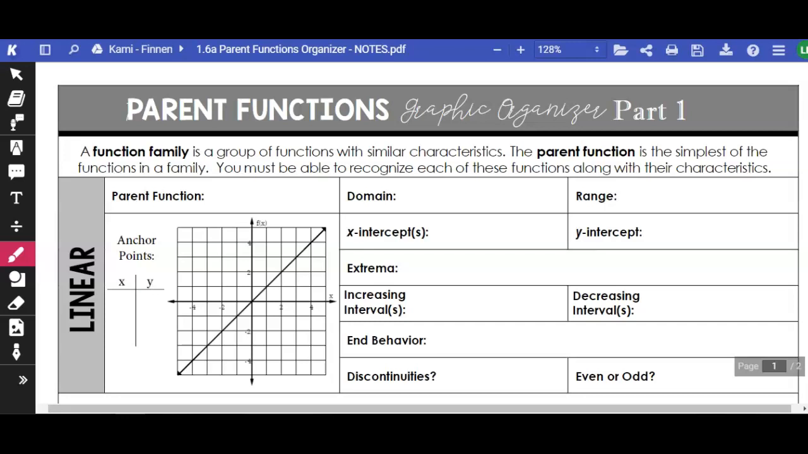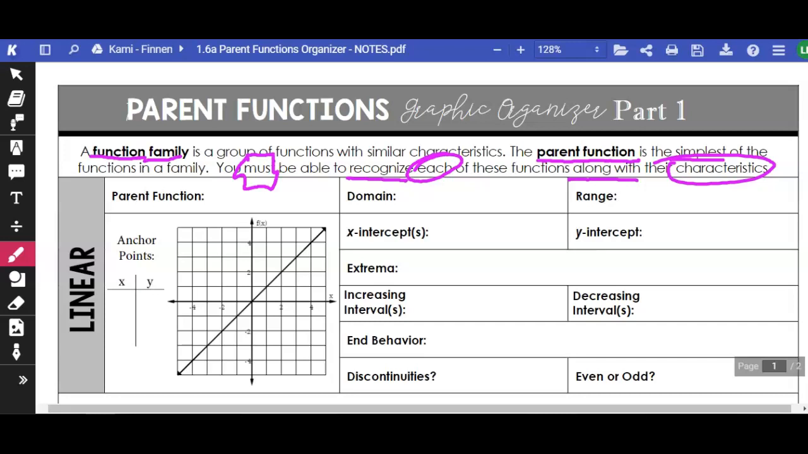So parent functions. We have what's called a function family. Right? A function family is a group of functions with similar characteristics. The parent function is the simplest of the functions in the family. You must be able to recognize each of these functions along with their characteristics. Okay, this is an absolute must. This doesn't go away. It's going to continue on through calculus and however far you go with that, but parent functions and being able to do their transformations are super duper important.